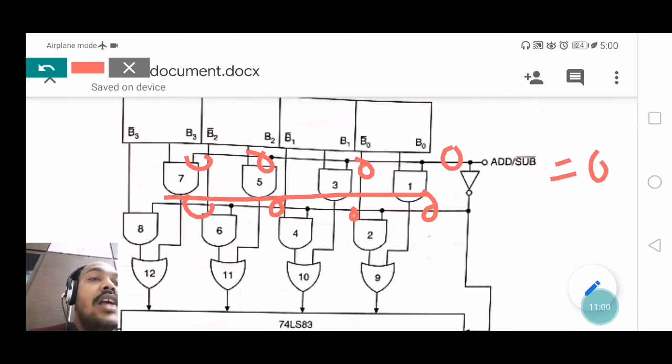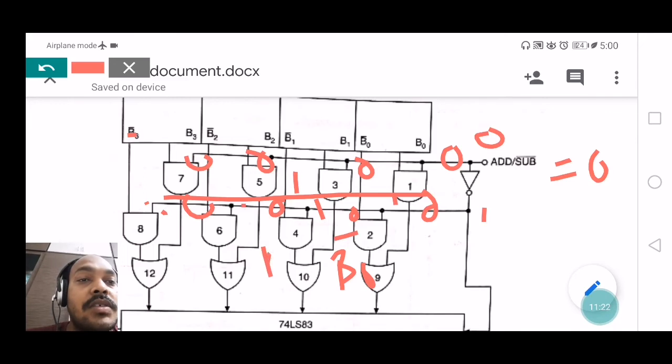And next, the control input is 0, so the output of the inverter is 1. Now this 1 is applied to AND gates 2, 4, 6, 8. All of them get the same value 1. And the other inputs are B0 bar, B1 bar, B2 bar, B3 bar. So the output of AND gate 2 is B0 bar, the output of the fourth gate is B1 bar, and of the sixth is B2 bar, and this is B3 bar.